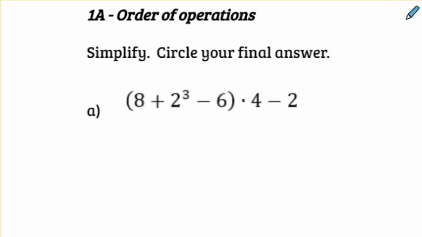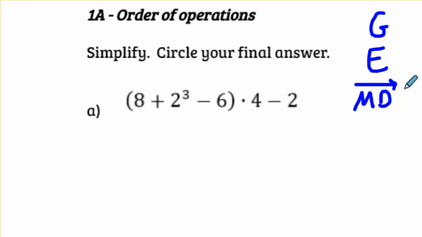All right, since this is order of operations, I'm going to remind myself of what the order of operations is. We start off with grouping or parentheses. Then we get to exponents, and then multiplication and division, whichever one comes first, left to right. And then the same thing happens with addition and subtraction. They are left to right. Okay, so let's just check it off as we go.